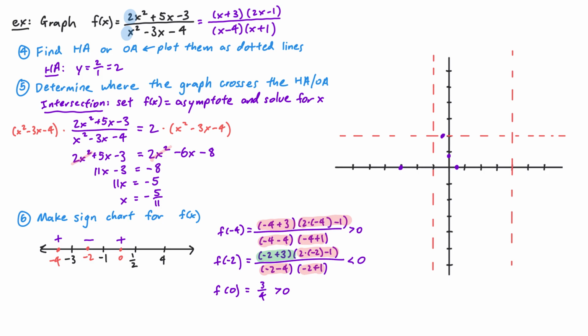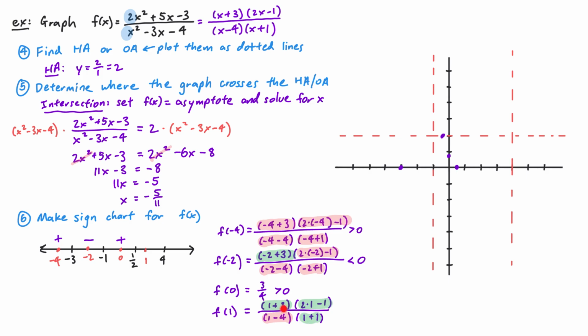We can pick an x value like 1 on this interval. Evaluate f of 1. We have the factors 1 plus 3, then 2 times 1 minus 1 divided by 1 minus 4 times 1 plus 1. Let's figure out the sign of each of our factors. 1 plus 3 is positive. 2 times 1 minus 1 is positive. 1 minus 4 is negative. And then lastly, 1 plus 1 is positive.